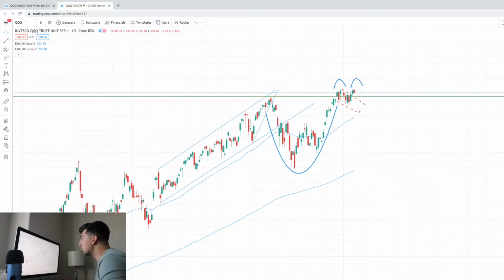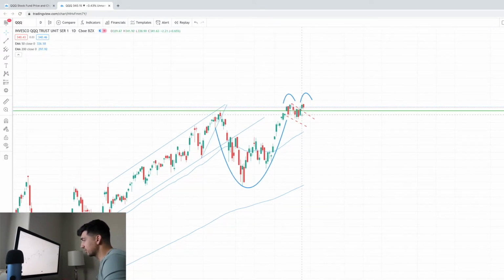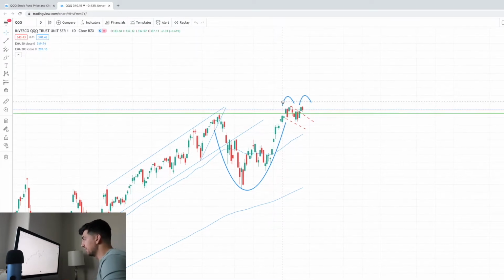So you can see right now, we had this rising wedge over the past couple of months or so. Now we had this cup and handle formation. We actually broke the handle, but we did a double top here on the daily time frame.